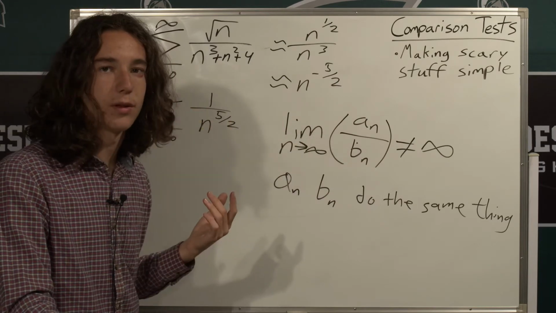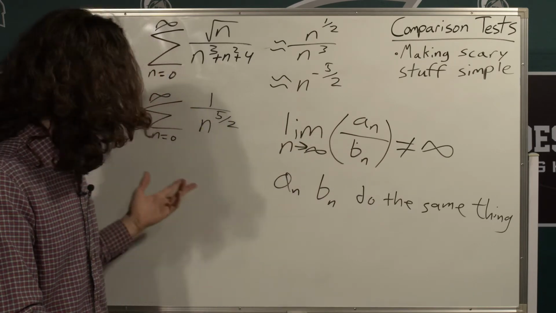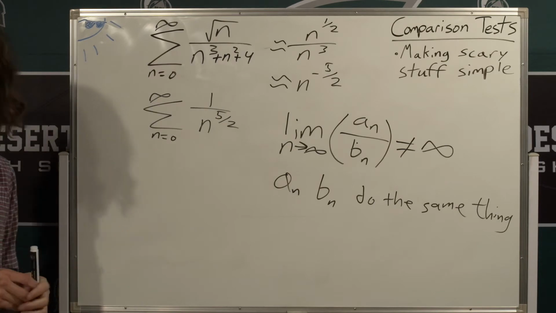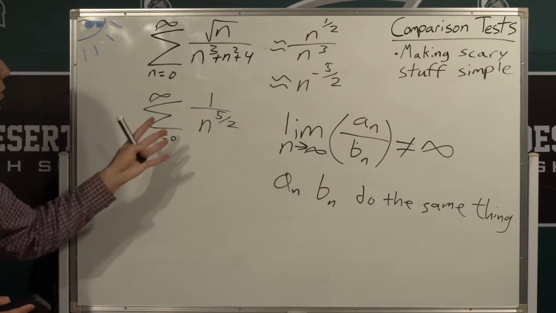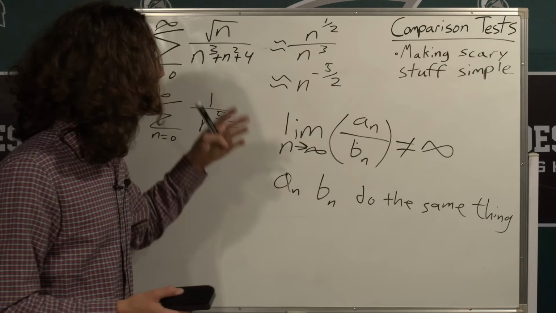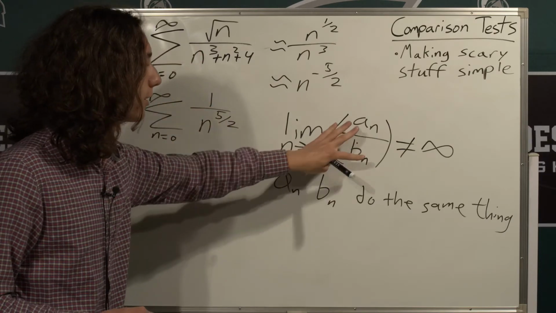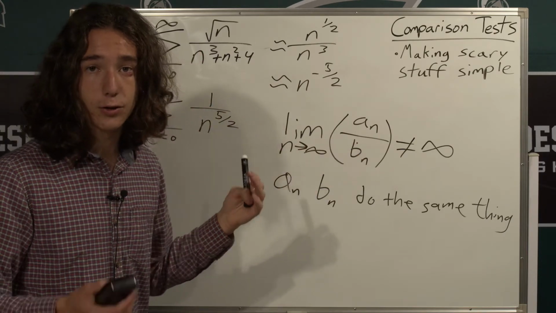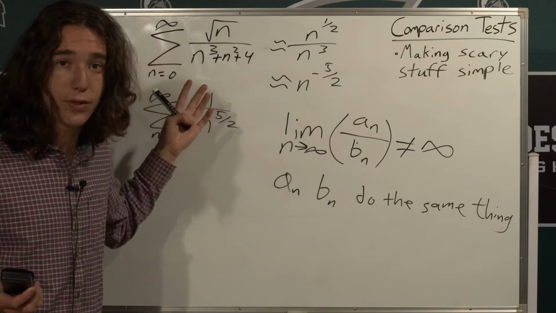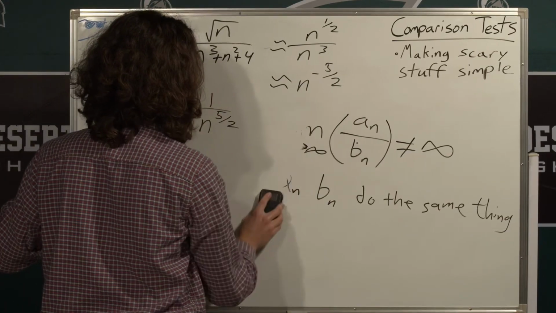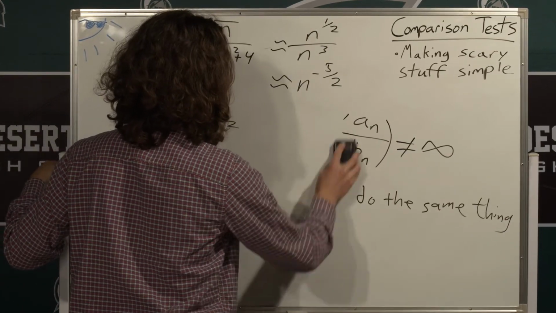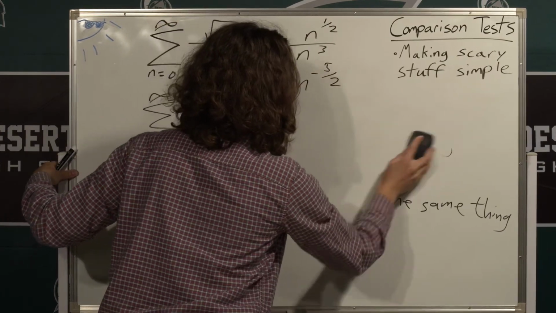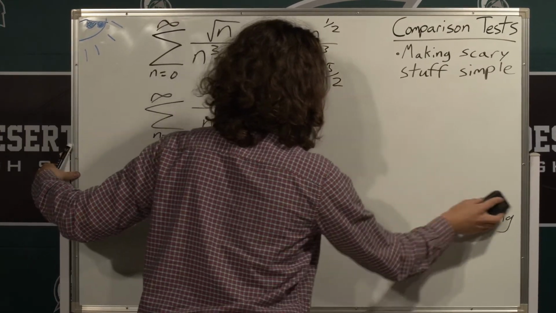And so they're going to do the same thing. And so if we actually carry out the math, we've found the thing that we want to compare with, and now we're going to do the limit comparison test to prove that these are basically the same.